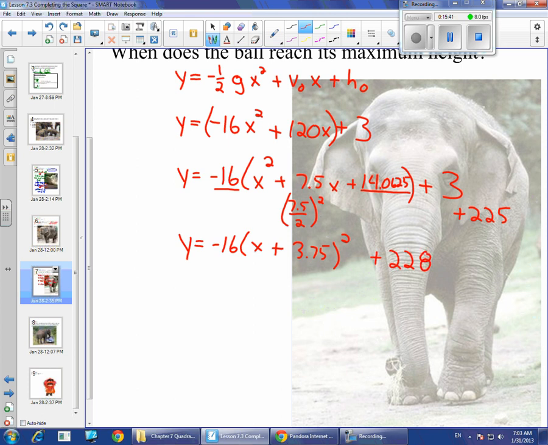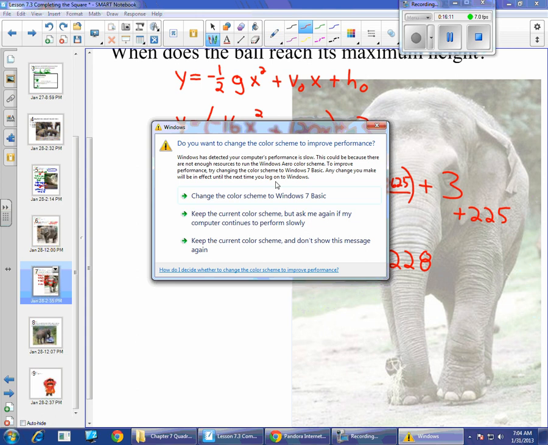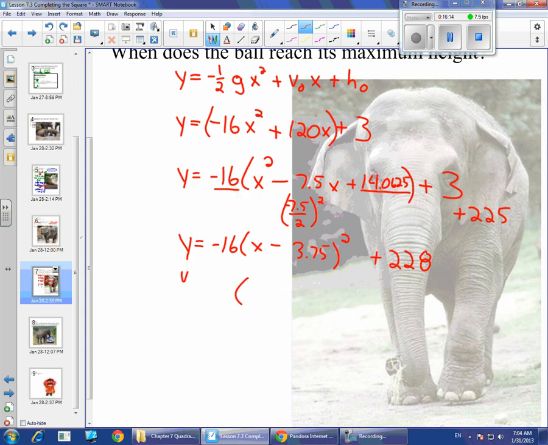Okay, so what I have here is that same polynomial just in vertex form. Oh, I made a quick mistake. Let's fix it. When I factor out negative 16, this will be negative 7.5, which is the only difference here. This makes this negative 7.5 inside of there and minus 3.75 there. Okay, so now I know where my vertex is. My vertex is going to be at 3.75, comma 228.